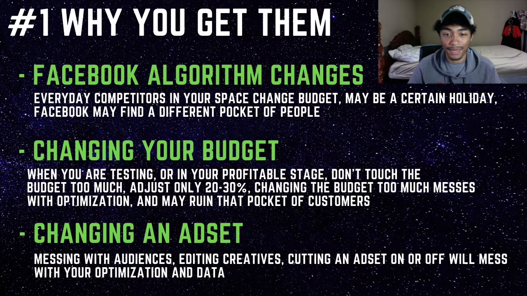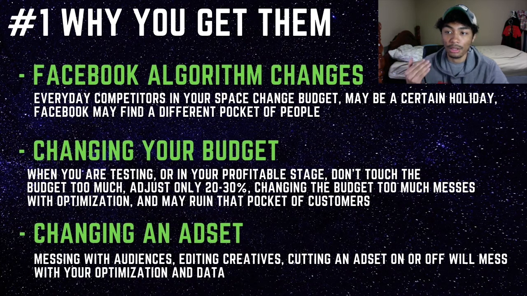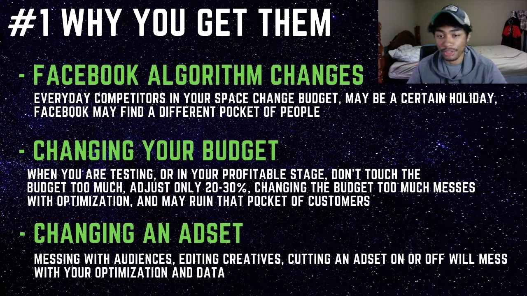So one of the main reasons as to why you guys may be getting Facebook ad inconsistencies is the algorithm changes. So obviously Facebook, it's an algorithm, and Facebook uses a pixel on your website in order to determine who exactly to target when you're running your ads. So the algorithm changes every day. The budget changes in your space. So like if you have competitors that may change their budget or raise it or decrease it, that's just going to mess with the optimization overall.